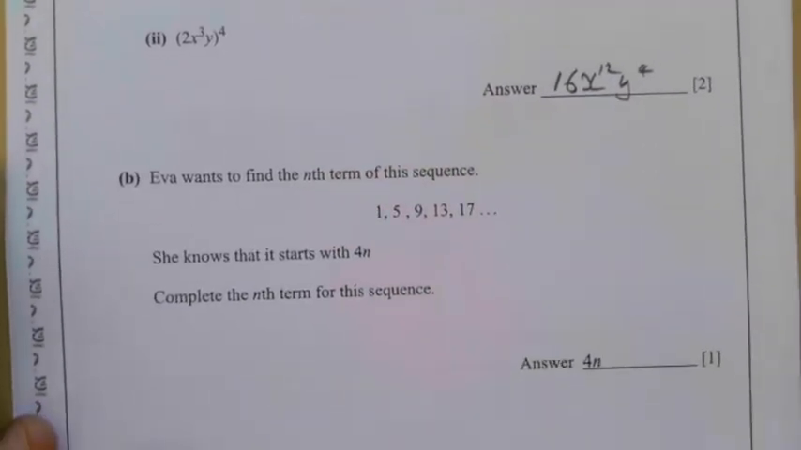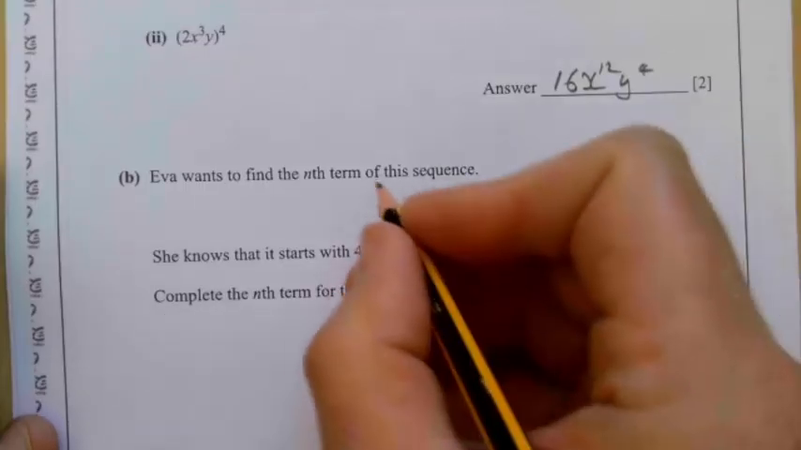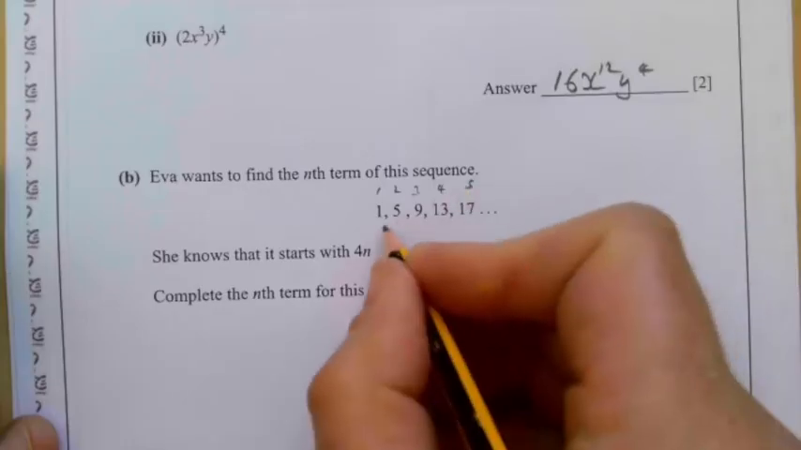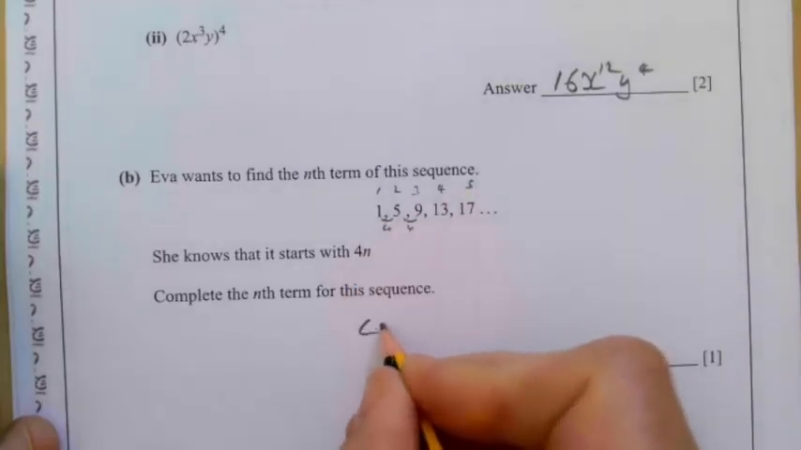Eva wants to find the nth term of this sequence. She starts knowing it's 4n, complete the nth term of the sequence. I'll just go from the start really. So I number them 1, 2, 3, 4, and 5. I find the gap, which is 4. So sure enough, Eva's right, it is indeed 4n.